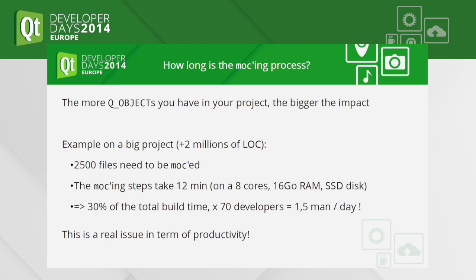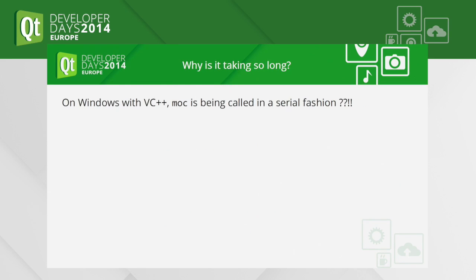So for example, in the project I'm working on, which is more than 2 million lines of code, we have more than 2,500 files to be mocked. It represents 12 minutes just to process all these files, out of a total of 40 minutes. So it's about 30%, and we are 70 developers working together. So in my opinion, it's a big issue with working with Qt today, and hopefully we will see how to optimize that.